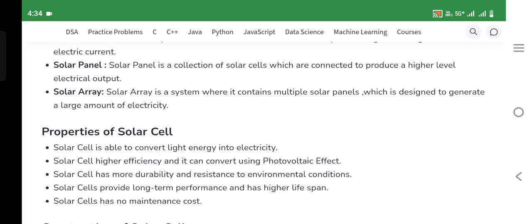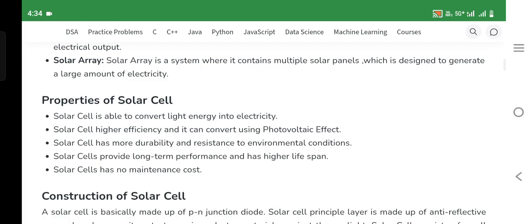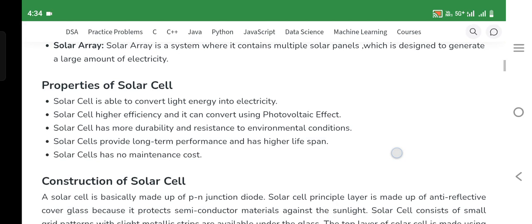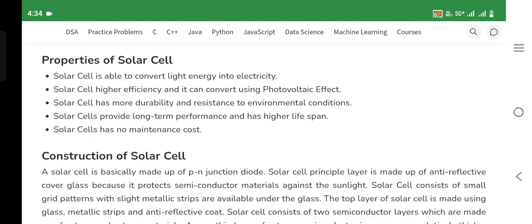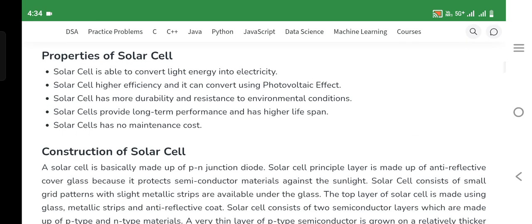A solar cell has higher efficiency in converting light using the photovoltaic effect. A solar cell has more durability and resistance to environmental conditions. A solar cell provides long-term performance and has a higher lifespan, and a solar cell has no maintenance cost.